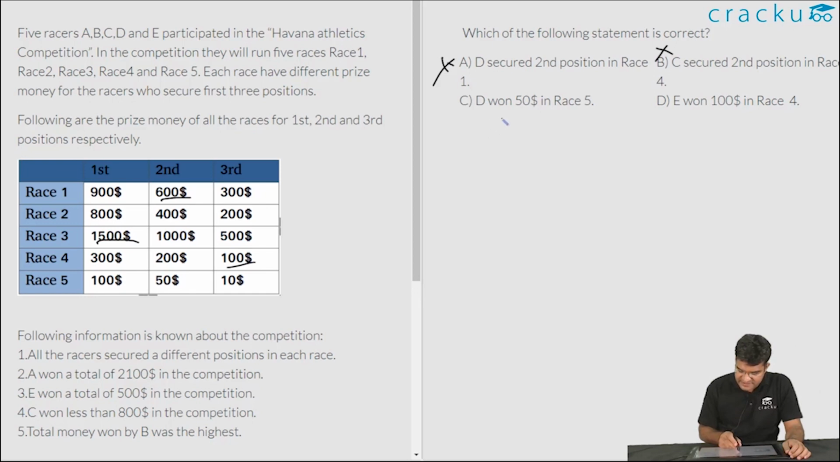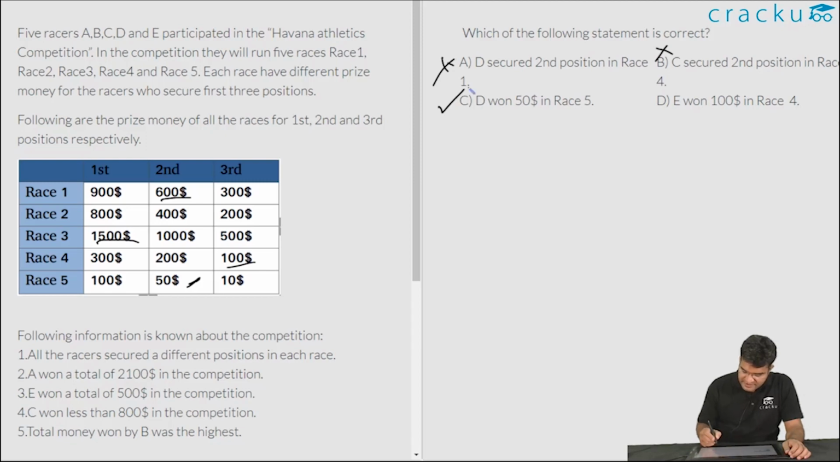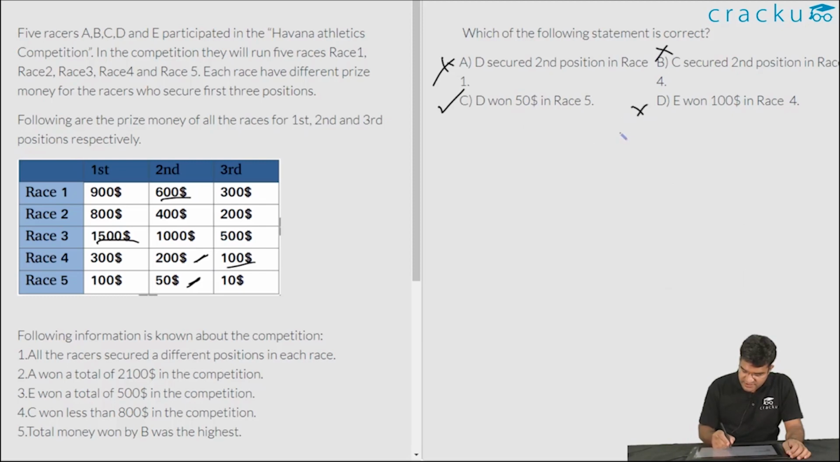The third one says D won $50 in race 5. This is race 5 and D has come 2nd. The prize money for 2nd position is $50. So this is correct. If you look at the 4th one, E won $100 in race 4. This is race 4 and he has come 2nd. And the prize money for coming 2nd is $200. So he has won $200 and not 100. So the only statement which is correct amongst these 4 is option C.